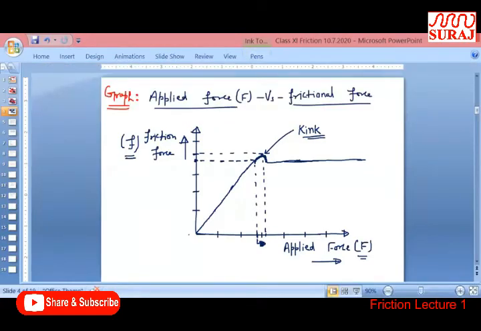I will name some of the points on this graph. I will consider this point as O, the origin, this kink as A, and then the rightward direction B. This is the graph, the variation in friction force because of variation in the applied force. Now up to O to A, the friction is called static friction.